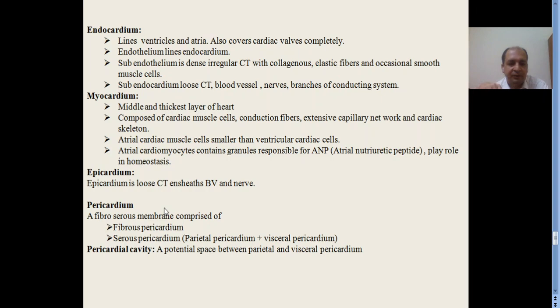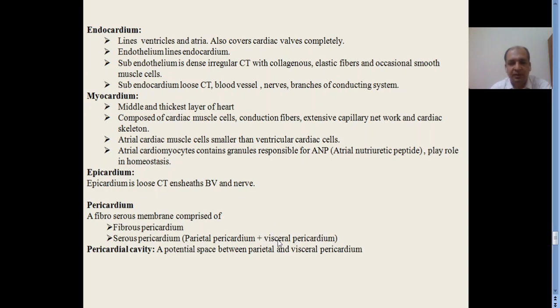When we remove this layer, then comes the other part, the serous pericardium, which again consists of two layers, the parietal pericardium and the visceral pericardium. As we remove the fibrous pericardium from the heart, the parietal part of the serous pericardium is also removed, while the only layer that remains on the heart is the visceral pericardium. Basically, this visceral pericardium is called the epicardium.